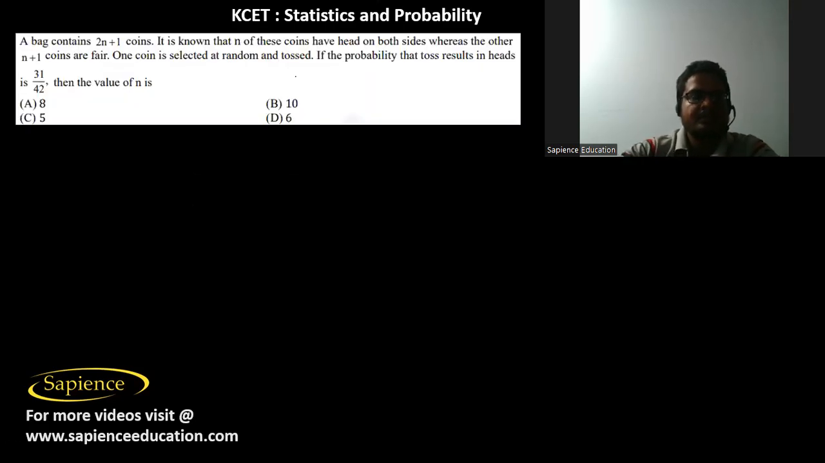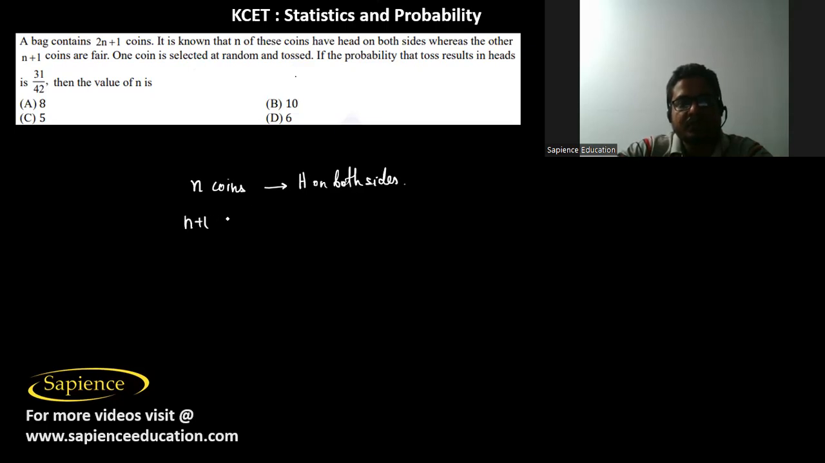Then here it is told that a bag contains 2n plus 1 coins. It is known that n of these coins have heads on both sides. And the remaining n plus 1 coins are fair coins, which means they have head on one side and tail on the other side. Now one coin is selected at random and tossed. If the probability that the toss results in heads is 31 by 42, then the value of n is.